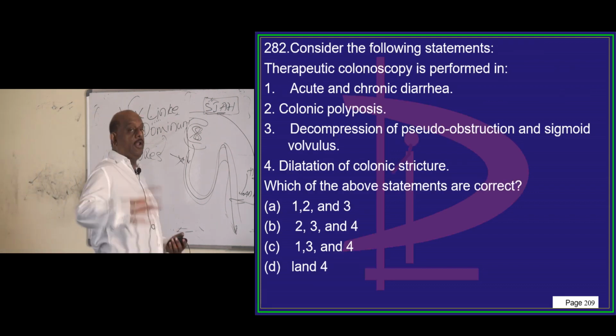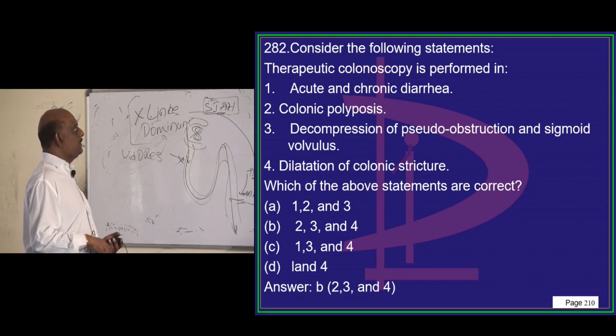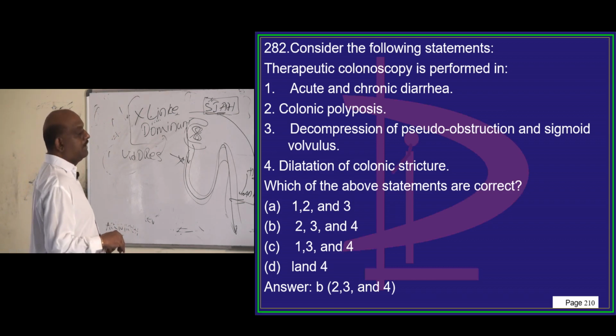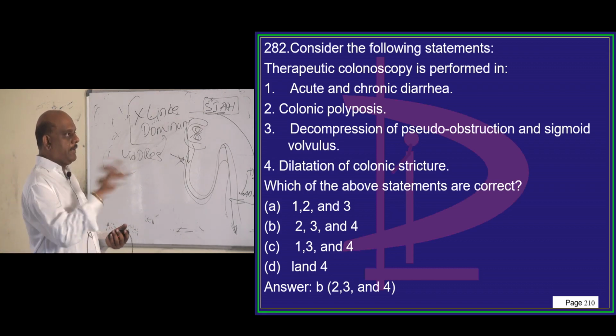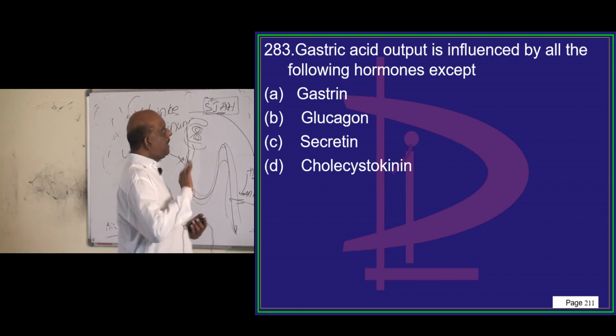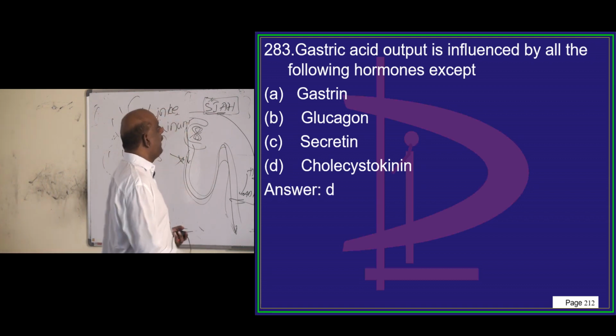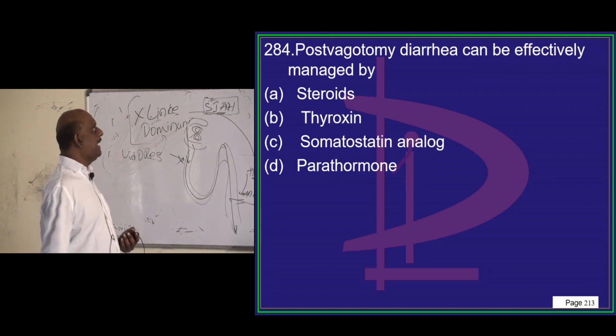Now, therapeutic colonoscopy, where do you perform it? Colonic polyposis, decompression of pseudo-obstruction, dilatation of a colonic stricture. In all these places therapeutic colonoscopy is the one which is used. Gastric acid output is influenced by secretin, glucagon and gastrin. They all will affect the gastric acid output.